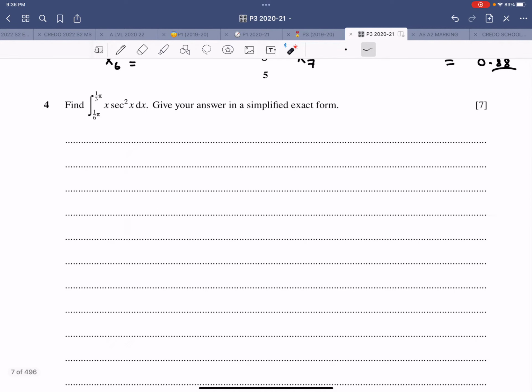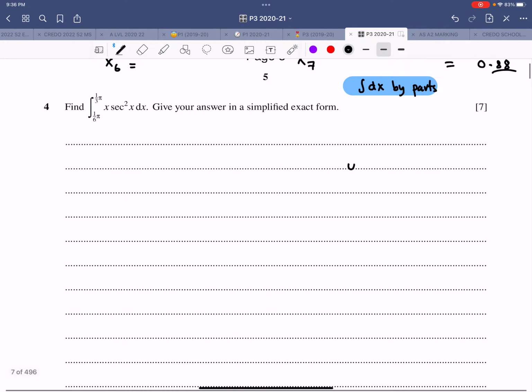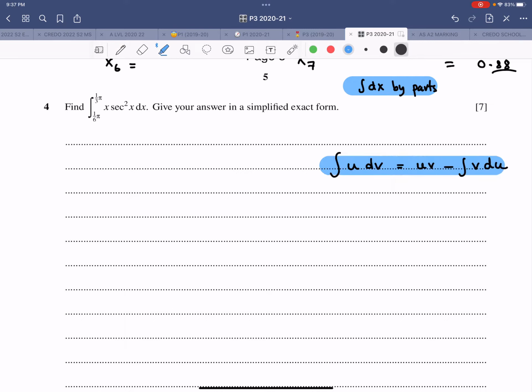What is this question about? This question is definitely about integration. And which kind of integration is this? This is integration by parts. One single question worth 7 marks. Now, in this particular question, remember the concept: integral of u dv is uv minus integral of v du. This is the concept that is to be used over here.